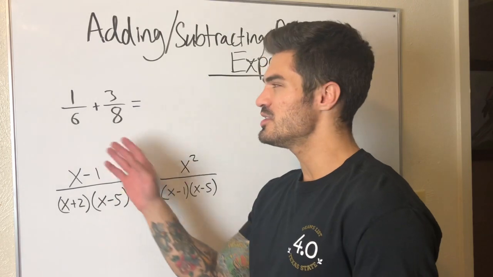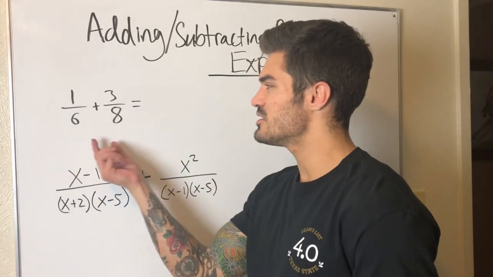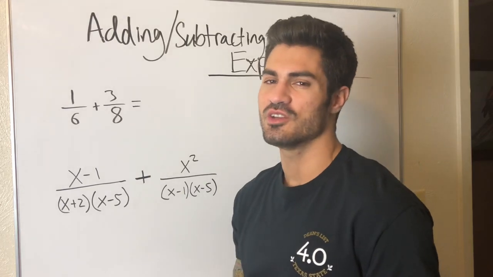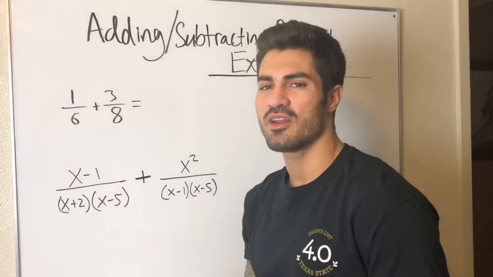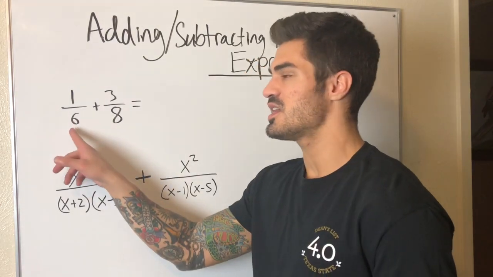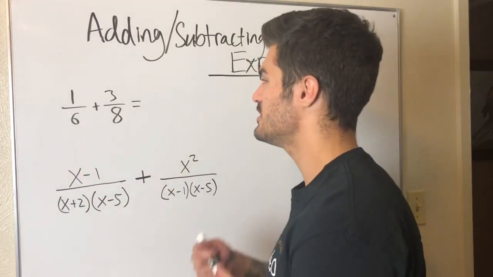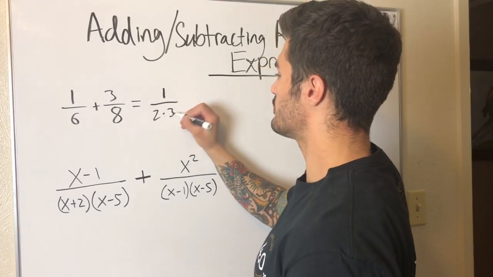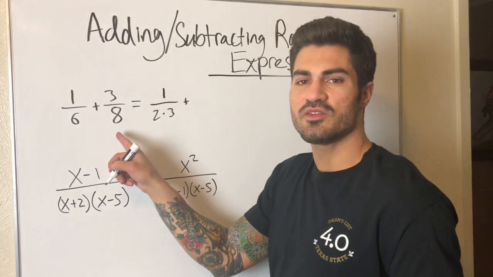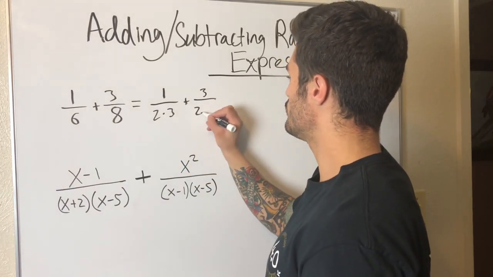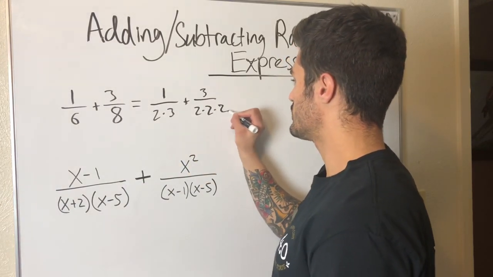But what we're going to do in this case is take the denominators and break them down. We're going to do a prime factorization. And what that means is we're breaking this down into different prime numbers being multiplied together. So in this case of 6, it's 2 times 3. So this actually equals 1 over 2 times 3 plus, and in this case of 8, it's 2 times 2 times 2, 3 over 2 times 2 times 2.